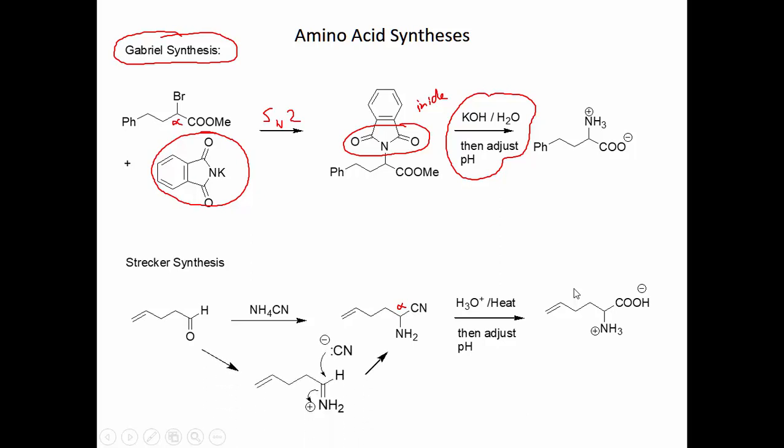Here's the mechanism for it. There's not really a mechanism, it's more a play-by-play. We're making the aminium salt, and the aminium salt is more reactive to the cyanide than the starting aldehyde is, and we end up with the alpha amino nitrile.